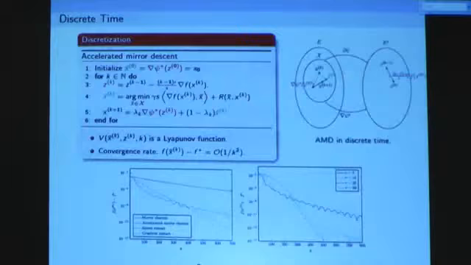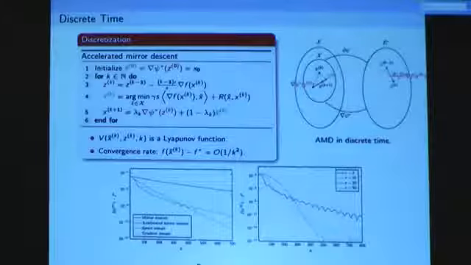All right. And so in discrete time now, we show that by carefully discretizing this ODE, you can obtain a family of accelerated mirror descent algorithms that also achieve the same 1 over k squared rate. And what the discrete algorithm does is essentially at each iteration take 2 steps.